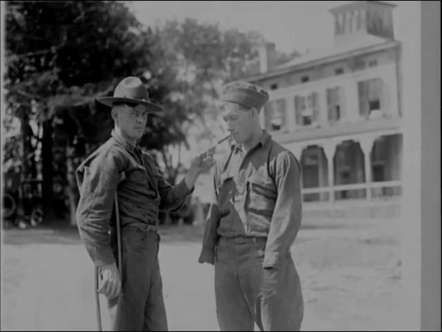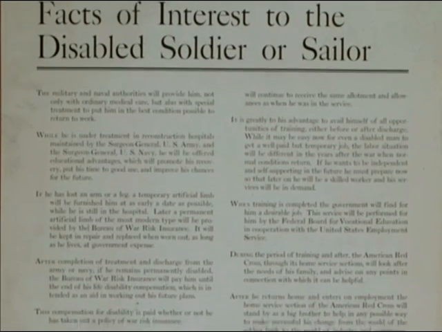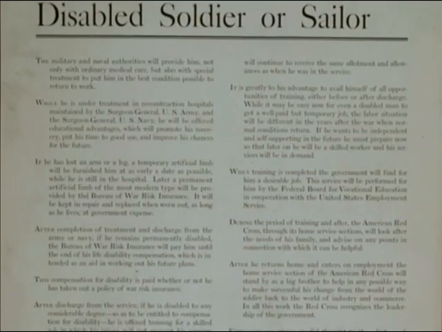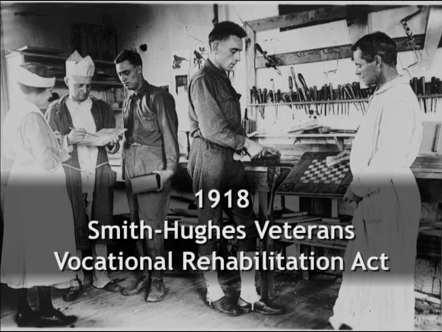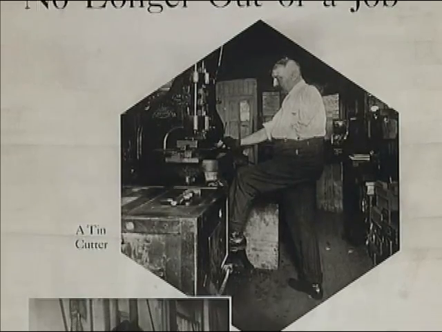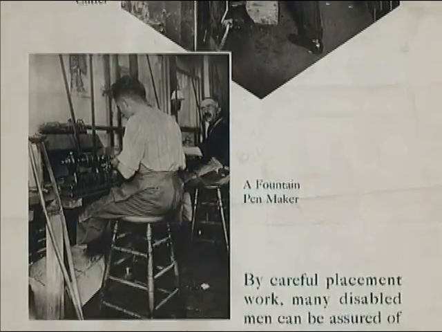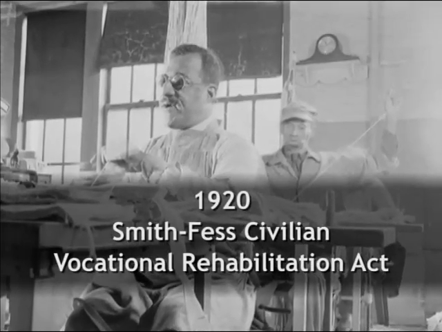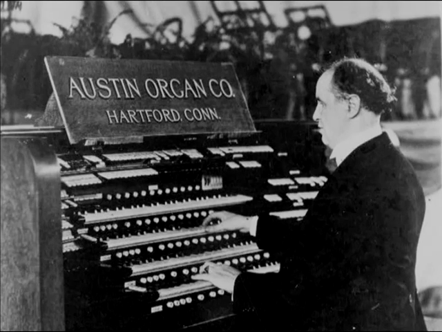The basic medical and charitable models stayed firmly in place. Federal legislation gave further recognition to government's responsibility. In 1918, the U.S. Congress passed the Smith-Hughes Veterans Vocational Rehabilitation Act, creating a program to assist disabled vets to get jobs in the post-war era. In 1920, the Smith-Fess Civilian Vocational Rehabilitation Act was passed to assist civilians with disabilities to become employed.